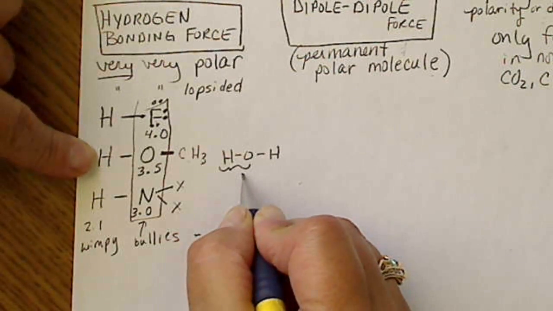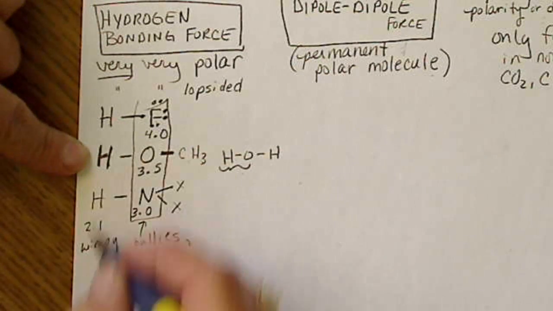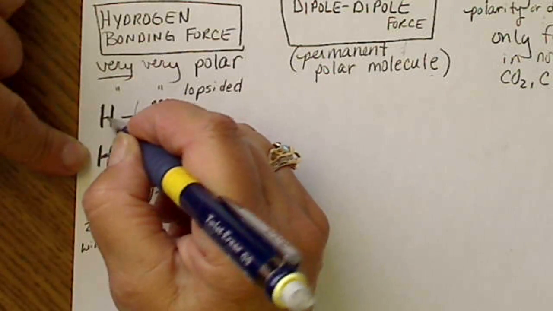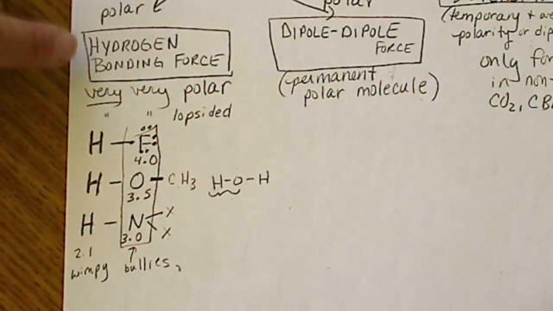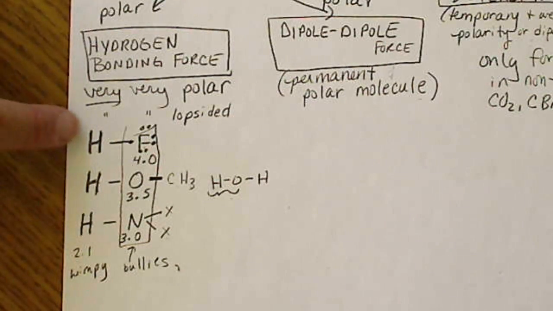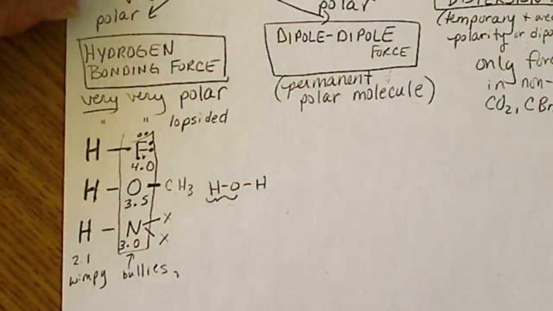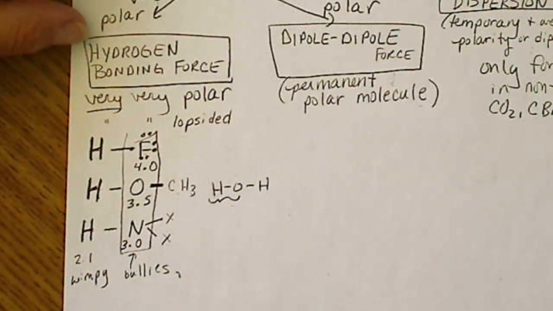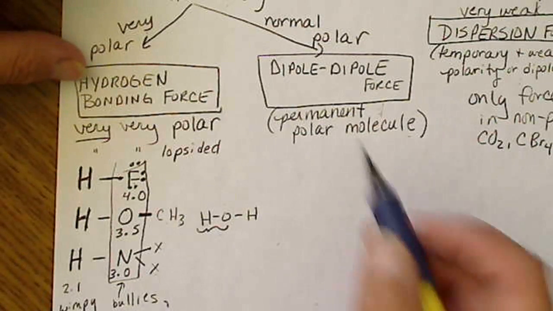Technically it's not a bond, but because hydrogen has to be one of the atoms involved in the molecule, we call it a hydrogen bond. So when we are looking to see what types of attractive forces a molecule has, we want to look for a hydrogen bond. You want to look to see if hydrogen is directly bonded to fluorine, oxygen, or nitrogen. If that's the case, we have a very, very polar molecule and a very strong force of attraction. Okay, so this is the strongest attractive force.